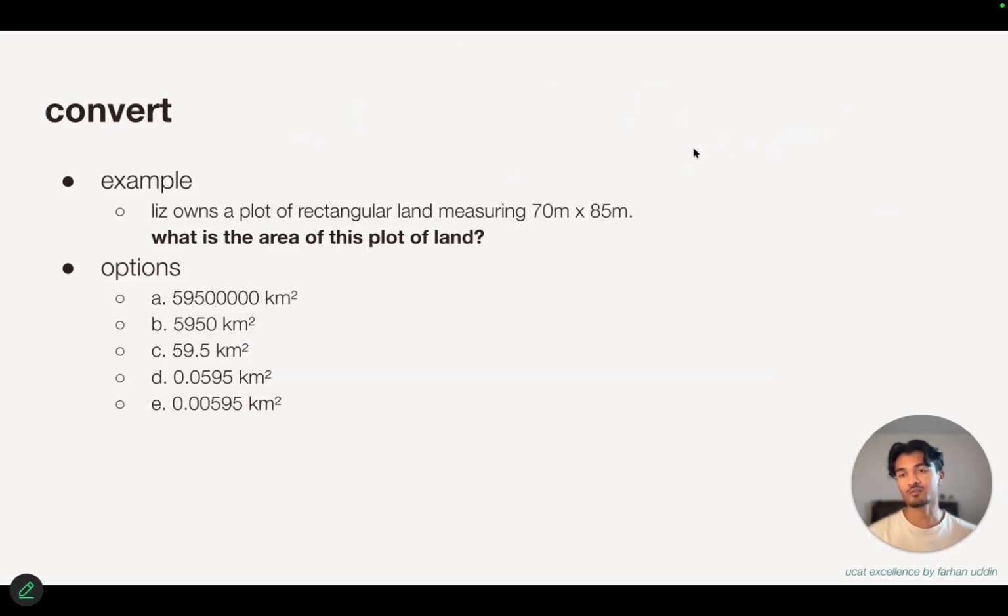So let's start off with an example here. Liz owns a plot of rectangular land measuring 70 meters by 85 meters. What's the area of this plot of land? You've got these options in front of you. I want you to pause the video now and have a go.